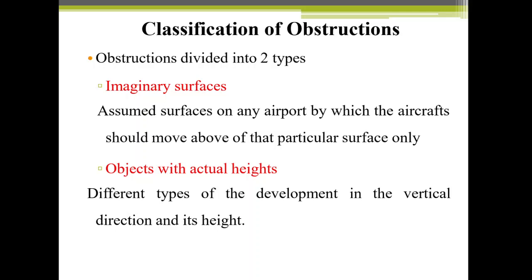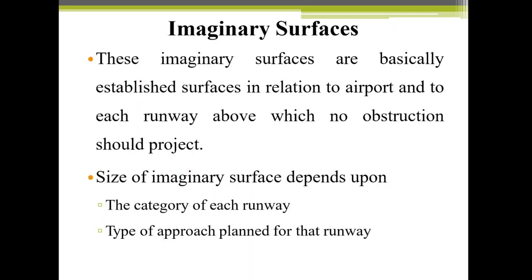Now, what are objects with actual heights? The second obstruction type is the objects with actual heights. So, different types of objects, different types of development in the vertical direction and its height are the objects with actual heights. Means any development in a vertical direction with respect to its height comes under the objects with actual height obstruction. Now we will see in detail the imaginary surfaces obstructions.